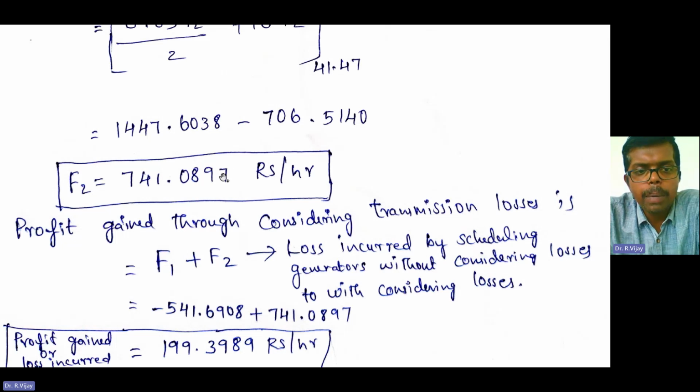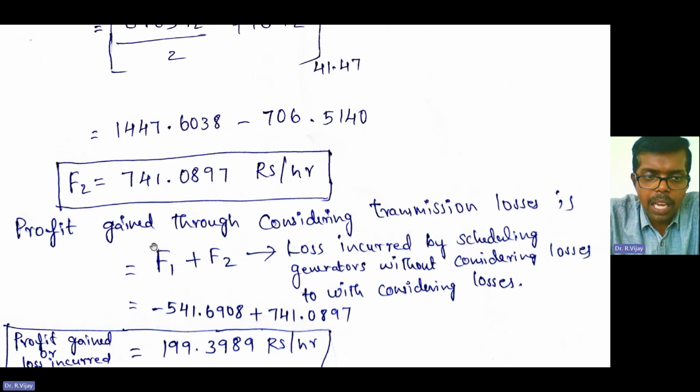Loss incurred is nothing but profit gain. What is the profit gain considering the transmission loss? Or in other words, we can call that the loss incurred, profit gain or loss incurred. That is nothing but F1 plus F2. This F1 plus F2 is the loss incurred by scheduling generators without considering the losses compared to considering the losses. That's why without considering losses we have taken the lower scale, and with considering losses we have taken the upper scale while integrating.